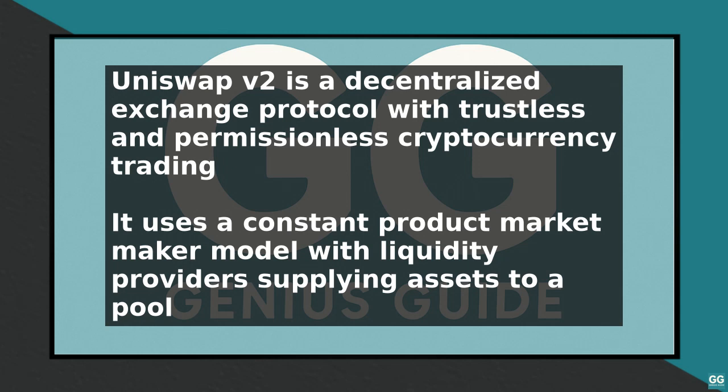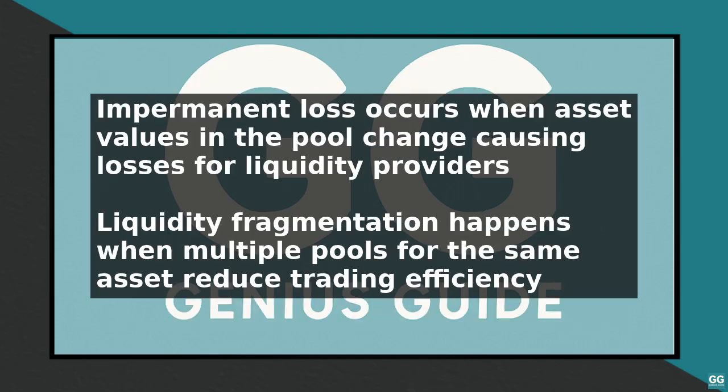First, let's start with the basics. Uniswap v2 is a decentralized exchange protocol that enables users to trade cryptocurrencies in a trustless and permissionless manner. It uses a constant product market maker model, where liquidity providers supply assets to a pool, and traders can then trade against this pool. However, this model can lead to several issues, including impermanent loss, liquidity fragmentation, and price slippage.